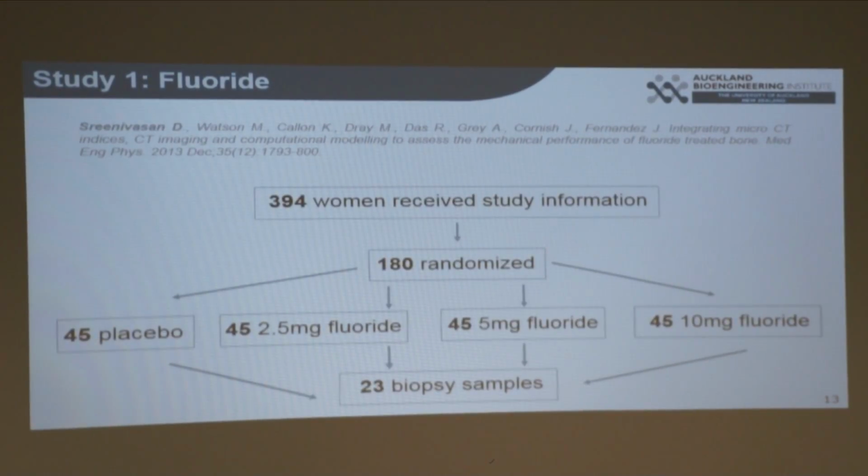Now, 394 women received information about the study, and 180 postmenopausal women with early signs of osteoporosis were chosen and randomized into 4 groups. And the groups were placebo, which was also the control group, or they were given 2.5, 5, or 10 milligrams of fluoride every day for a year. And at the end of that 1 year, 23 women volunteered biopsy samples.